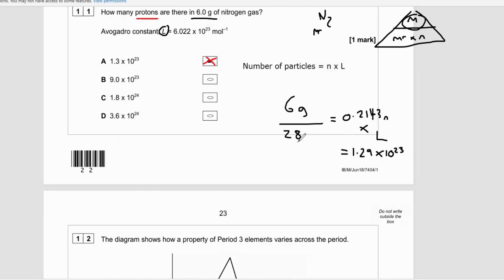Now, how many protons are there in each of those 1.29 times 10 to the 23 particles? Well, they're N2 particles, and each one has 7 protons, but there's 2 in each particle because it's a molecule. So there's 14 protons in each one. So we need to times the number of particles by 14 because each nitrogen molecule has 14 protons. So we go 14 times 1.29 times 10 to the 23 and we get C. 1.8 times 10 to the 24 is the correct answer.